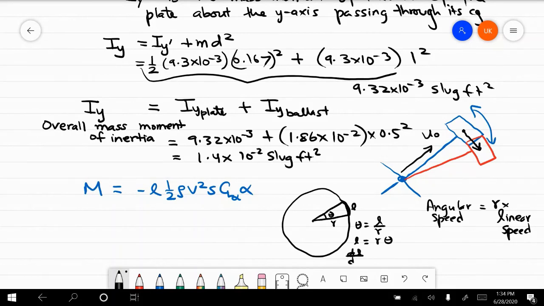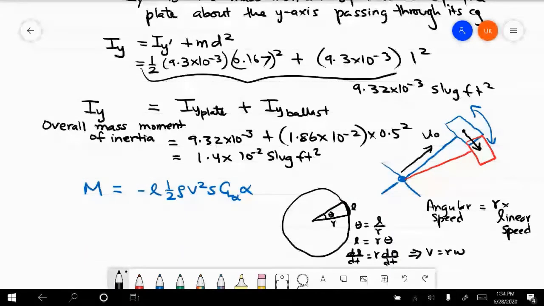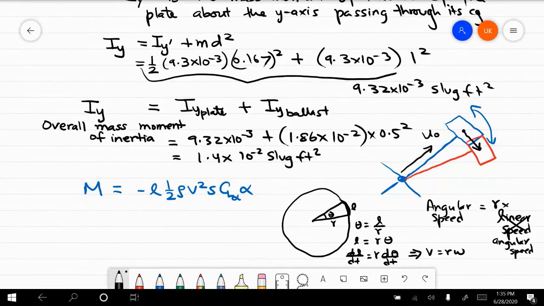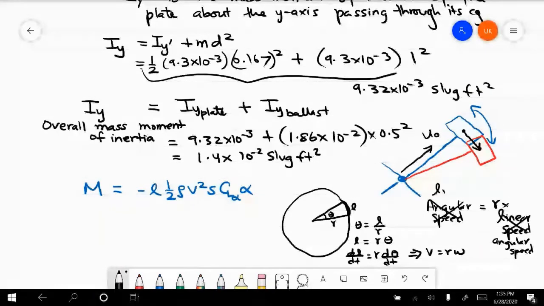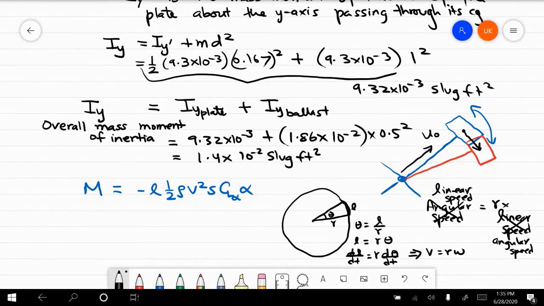So dL/dt equals r times d theta/dt. So this actually gives us, if the linear speed is v, then v equals r omega. Actually I got it the other way around, I think. This should be the angular speed, and this should be the linear speed. Okay, so the linear speed is equal to r times the angular speed.